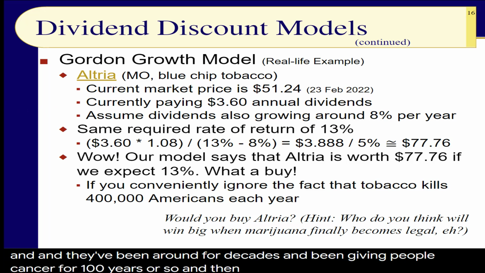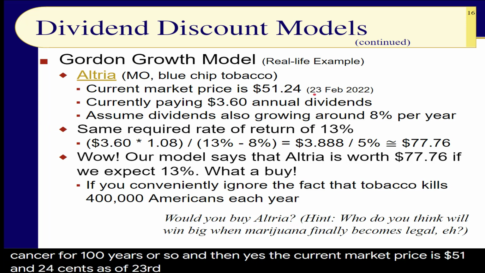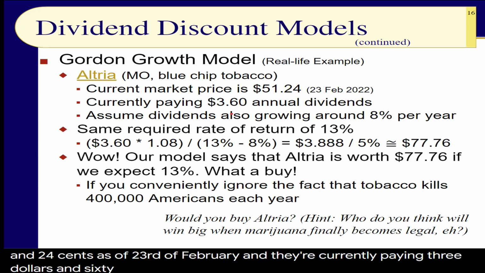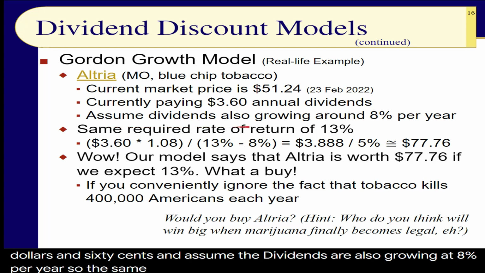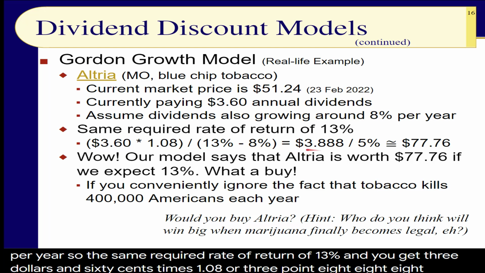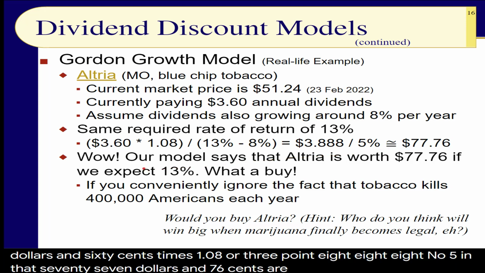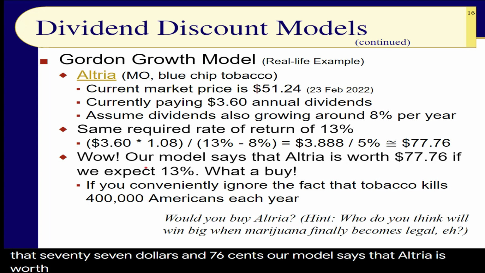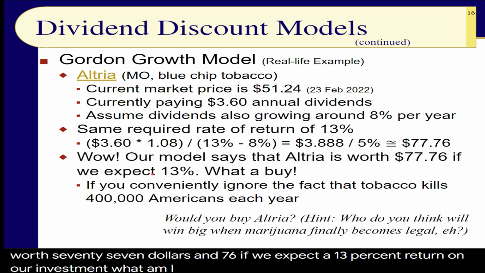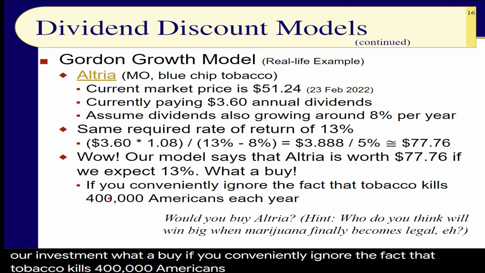And yes, the current market price is $51.24 as of the 23rd of February. And they're currently paying $3.60 and assume the dividends are also growing at 8% per year. So the same required rate of return of 13%, and you get $3.60 times 1.08 or 3.888 divided by 13 minus 8 or 0.05, and that's $77.76. Our model says that Altria is worth $77.76 if we expect a 13% return on our investment. What a buy if you conveniently ignore the fact that tobacco kills 400,000 Americans every year.